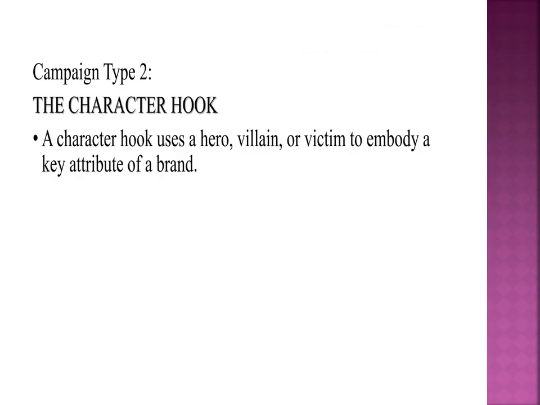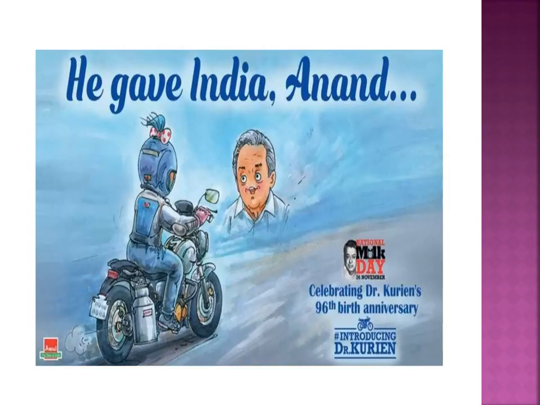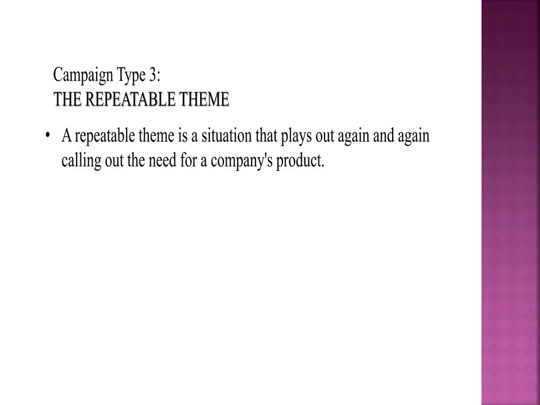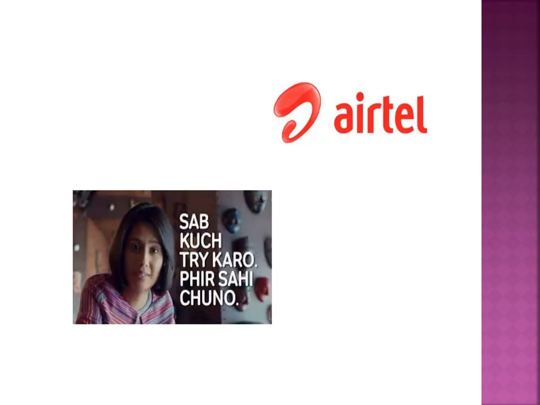Second one is character hook. Character hook is the use of a hero, villain, or victim to embed a key attribute of a brand. Third one is the repeatable theme. A repeatable theme is a situation that plays out again and again, calling out the need for a company's product.